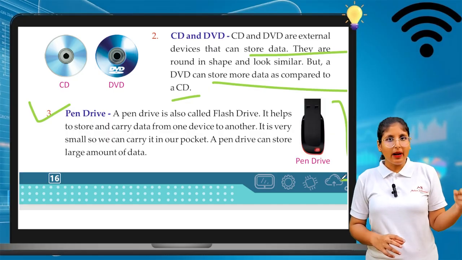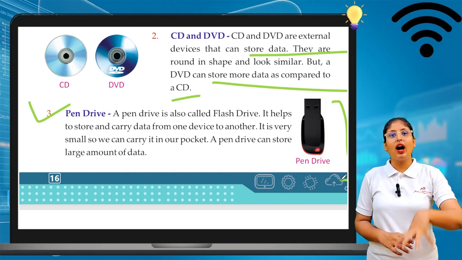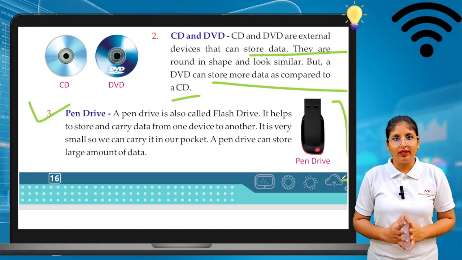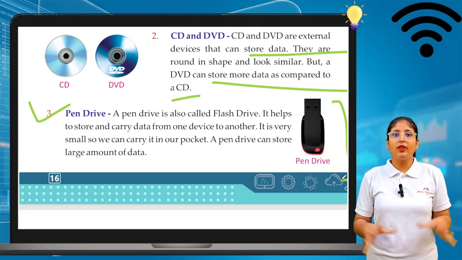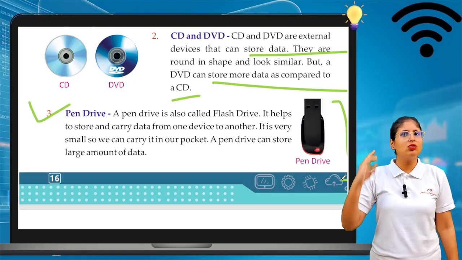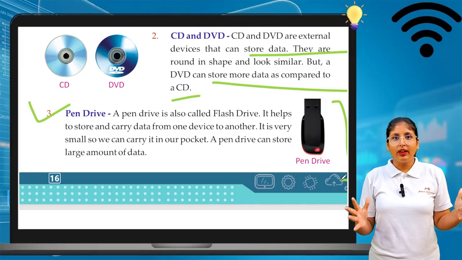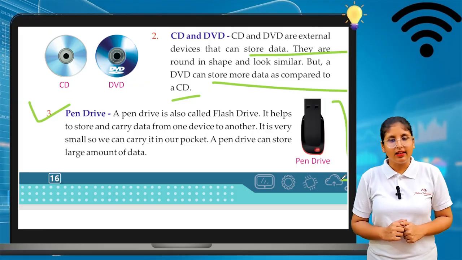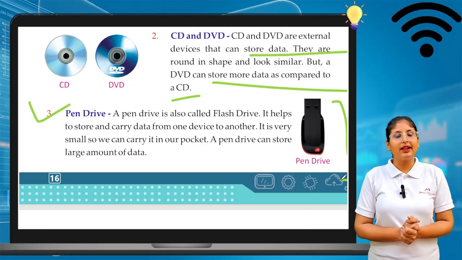So with the help of the pen drive, CD, DVD and hard disk, we are able to store our data in the computer. For storage purposes, we use all these things. I am hoping this chapter is clear to you. In this chapter, we saw the parts of a computer: what is the role of the monitor, keyboard, mouse, CPU, speaker, printer, microphone, and what are the roles of some storage devices in the computer. This is what the chapter is all about.